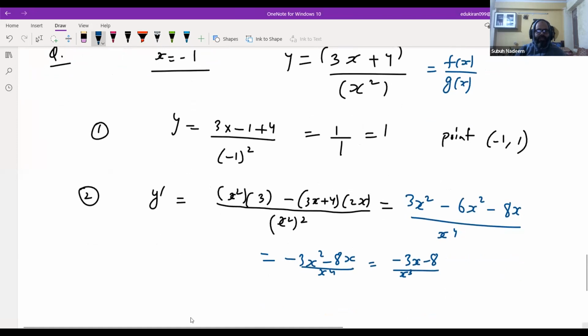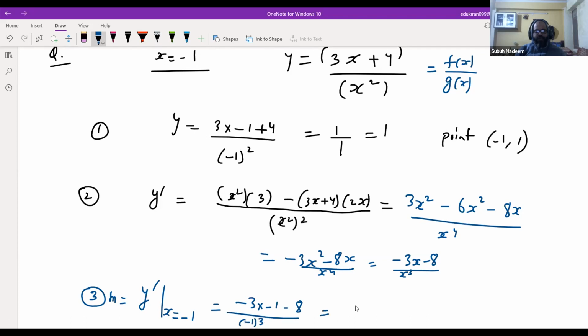Next step is to put x equal to minus 1 in this and get the value at x equal to minus 1. That will be the slope m. So minus 3 into minus 1 minus 8 upon (minus 1) cube. That will be 3 minus 8, which is minus 5 upon minus 1, and it will become 5 finally. So this is 5, which is the slope.